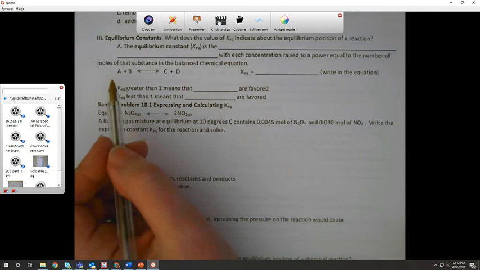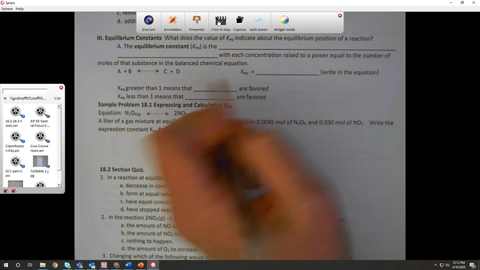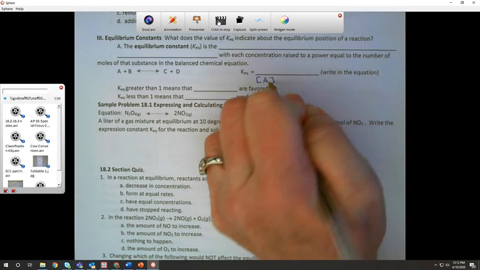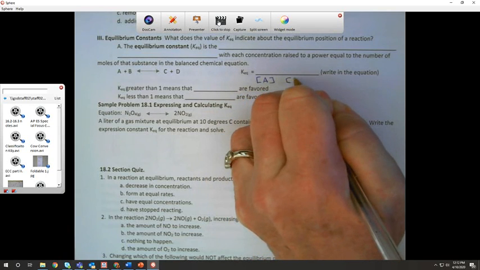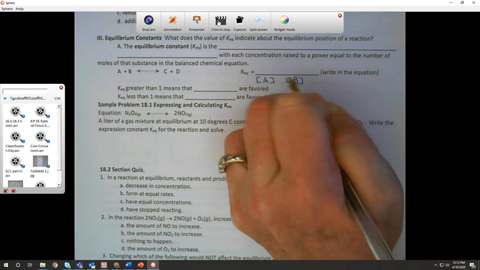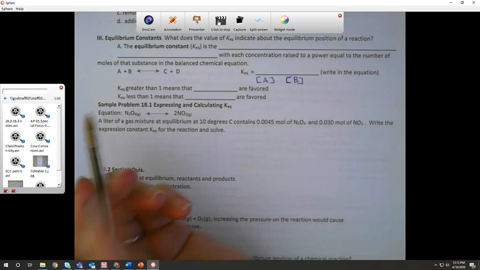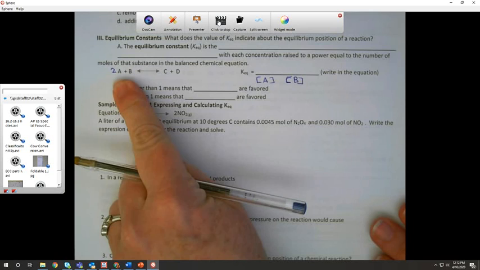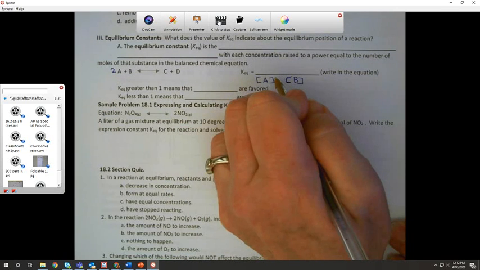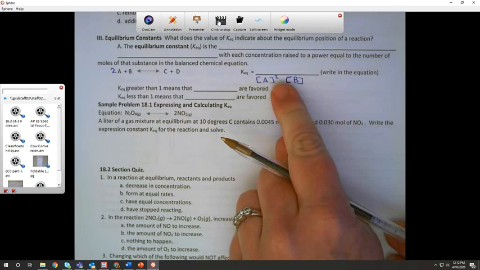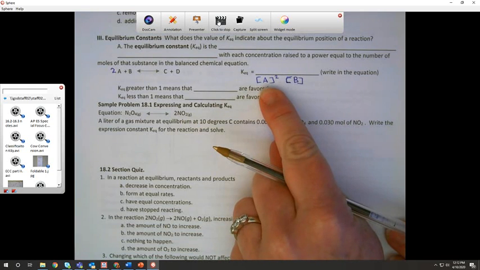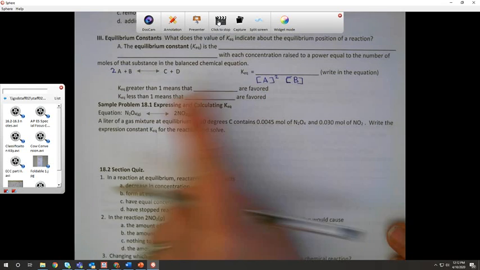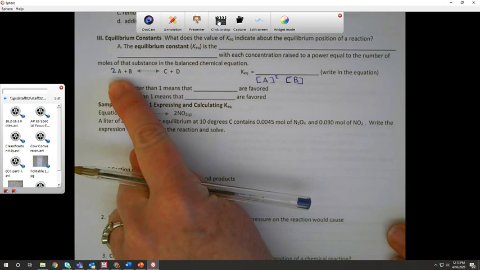So the reactants go on the bottom, and they have brackets around them. So we'll do A and B. So those are brackets. And let's say you have a coefficient here. So on this it says 2A. So on 2A, we're going to do an exponent of 2. So if this was 0.1, we would say 0.1 times 0.1 for that one. And that's with just coefficients, not subscripts.